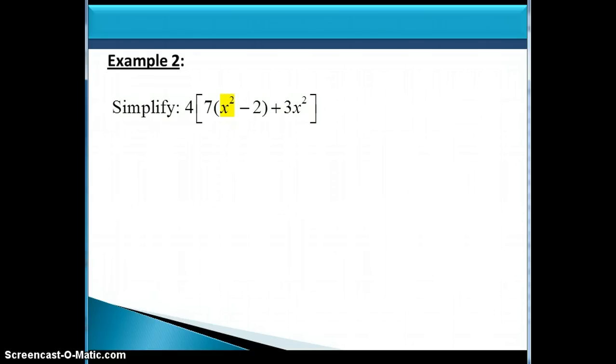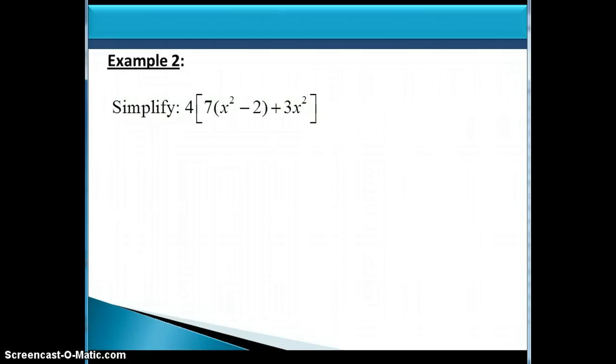So then we move on and look at the subtraction. x squared minus 2, we can't perform that subtraction because those are not like terms. One of them is a variable term and the other one's a constant, so we can't combine those with subtraction. So we can't do anything inside the parentheses, and then we move and look inside the brackets. Inside the brackets we have 7 times the expression inside parentheses, so we have multiplication, and then we have this addition of 3x squared after that. Between those two operations, multiplication would come first.